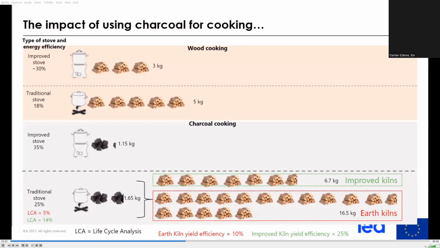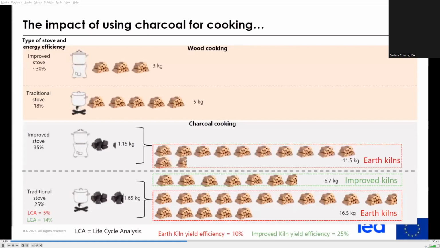And if you use charcoal in an improved cook stove, you need even less, that is only 1.15 kilogram of charcoal. If that charcoal is produced in an earth kiln, you will need 11.5 kilogram of wood to produce the charcoal, and the life cycle analysis gives a real efficiency of 7%. In an improved kiln, you need only 4.6 kilogram of wood, and the life cycle analysis or value chain impact is better and gives you 19% efficiency.